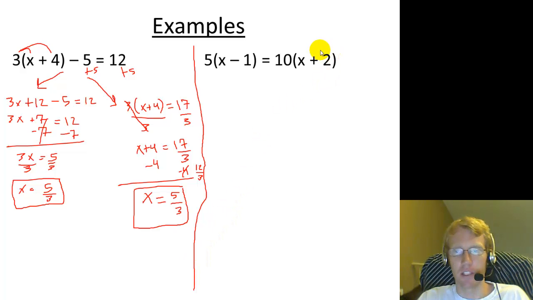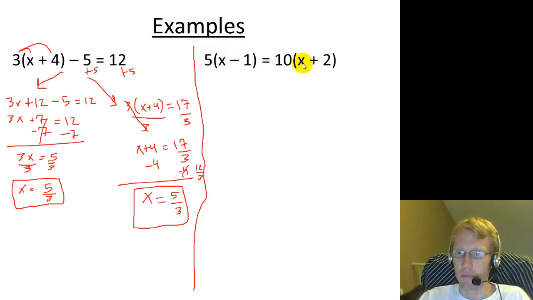Let's look at another example. Okay, 5 times x minus 1 equals 10 times x plus 2. Here we have variables on both sides of the equation. So anytime you have variables on both the left and right side, you need to combine all the variables together on one side of the equation and all the numbers together on the other side of the equation.